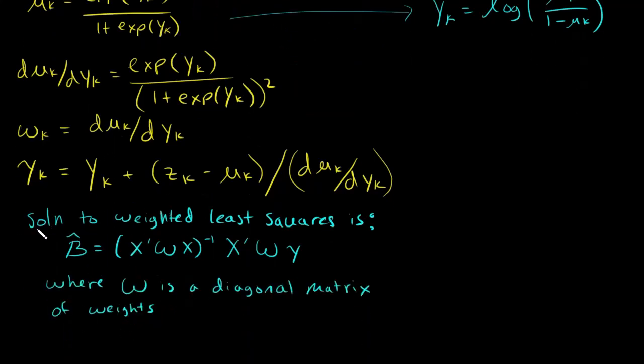Lastly, you need to know the solution to a weighted least squares. You can find this anywhere if you look up weighted least squares. This is the known solution, where W is your diagonal matrix of weights. Also, you could set up this problem yourself and solve it, and verify that this is indeed the solution for this weighted least squares problem. Okay, so you'll need this.